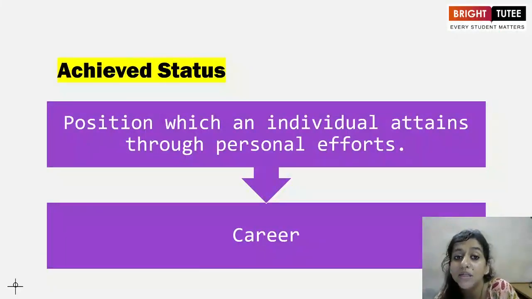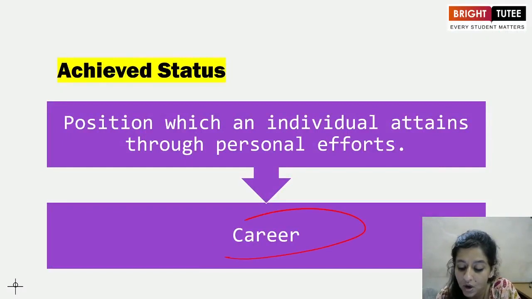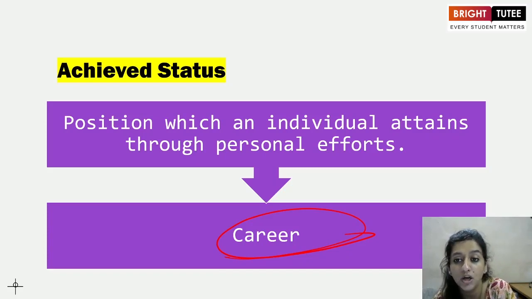Moving on to the achieved status. Achieved status is something like your career. I achieved that position of sitting in front of you and talking to you about the knowledge that I want to share with you. Mr. Narendra Modi actually achieved that status of being the Prime Minister of the country. Someone who is the CEO of a company has achieved that position.